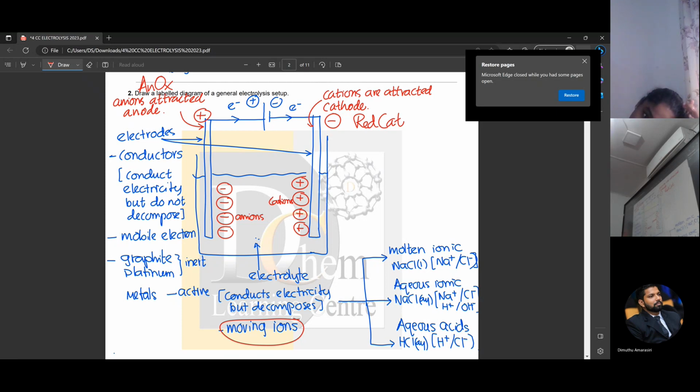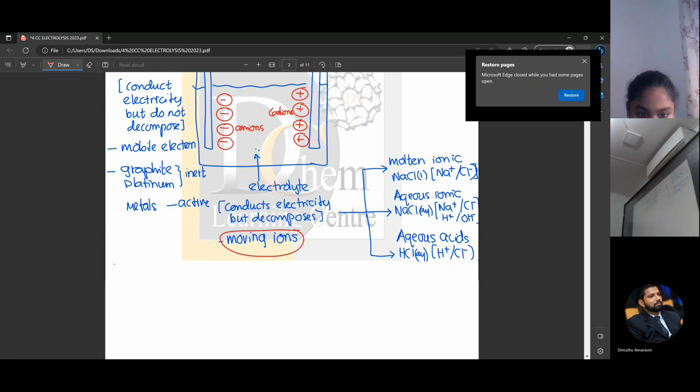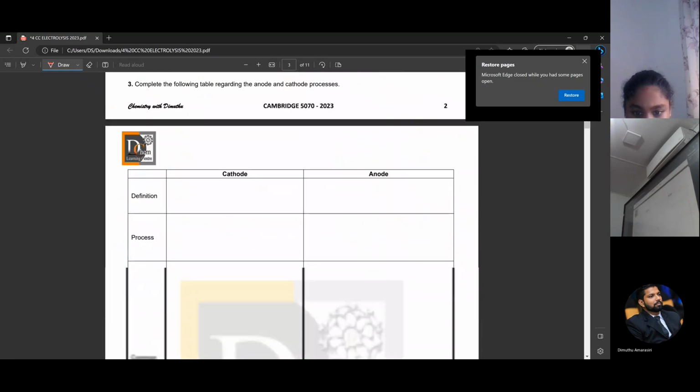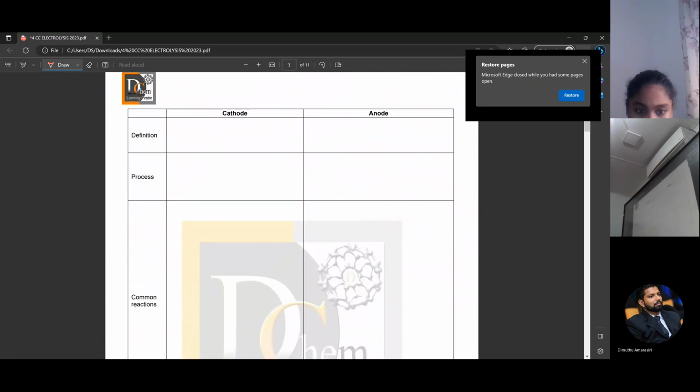Right. So these are the general stuff that you need to know about. Now, here we go to the next page. Definition of cathode. Cathode is where the reduction happens.